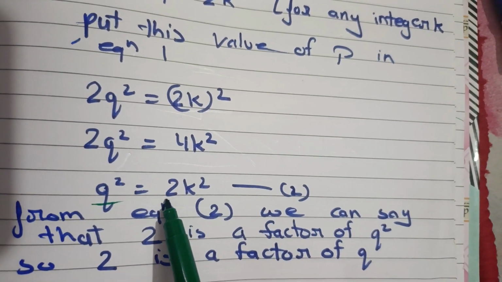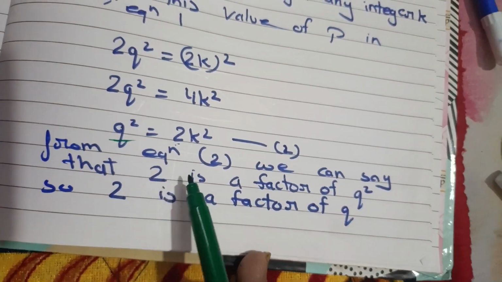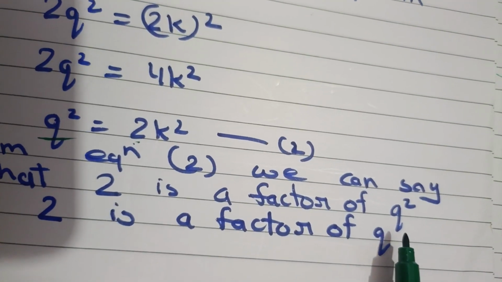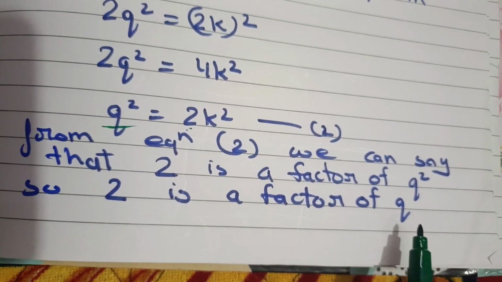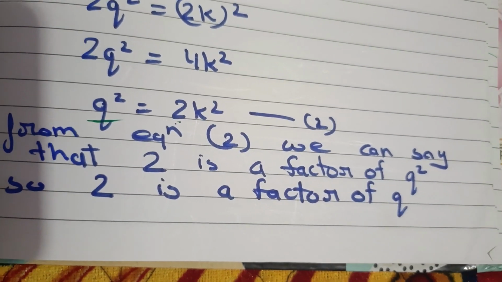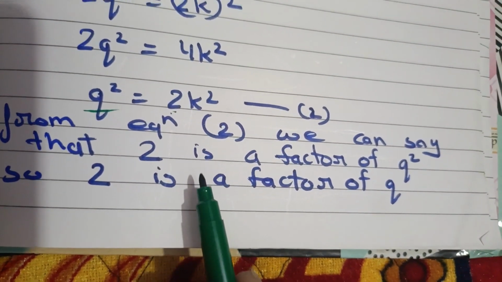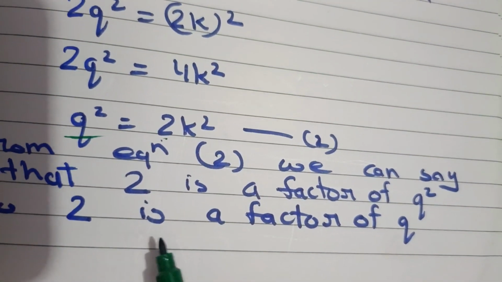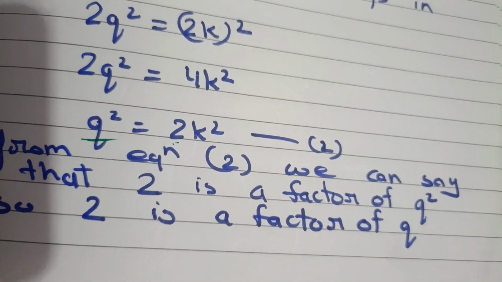From this equation, observe again 2. 2 is a factor of Q square. From equation 2, we can say that 2 is a factor of Q square. So 2 is a factor of Q from theorem 1.2. Okay, you can write or you don't. You are not supposed to write whatever you want, but these two lines have to be written. 2 is a factor of Q square, which shows that 2 is a factor of Q also. Okay, this is a rule.